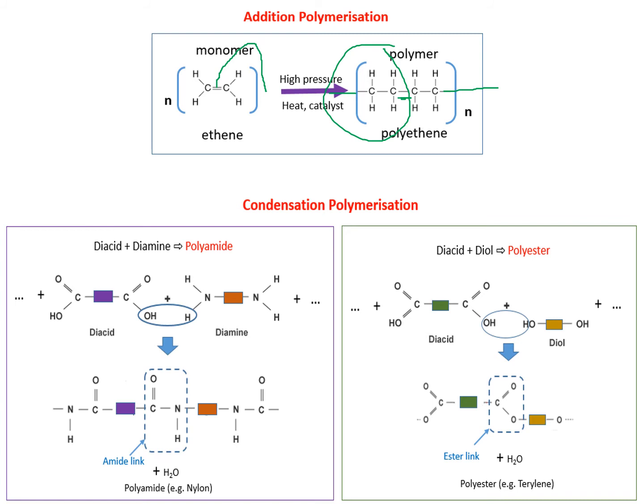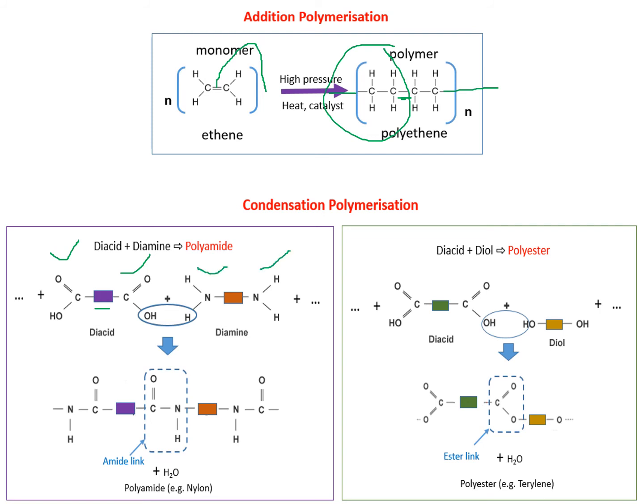Next one is condensation polymerization. If you see here, it's a diacid. A monomer should have two functional groups. So this monomer has two functional groups, one COOH on one side and another COOH on the other side. Another monomer is a diamine. This monomer also has two functional groups, NH2 and NH2.